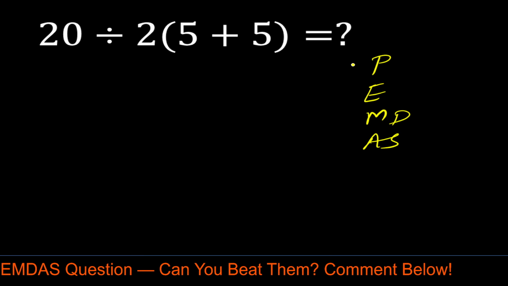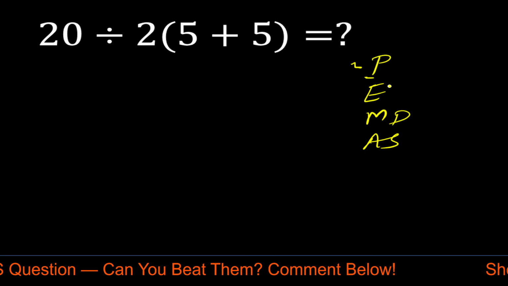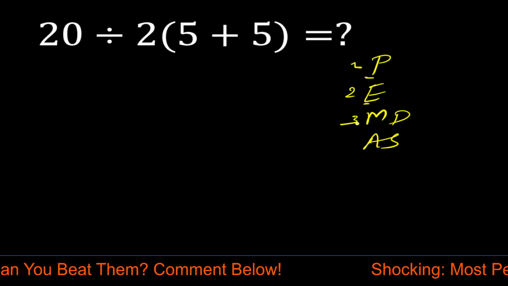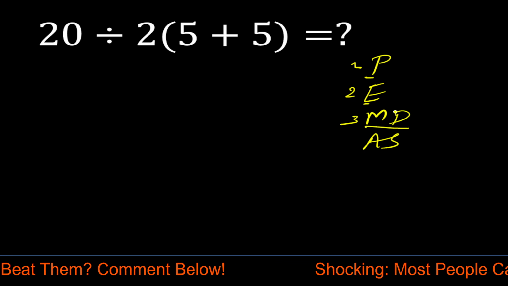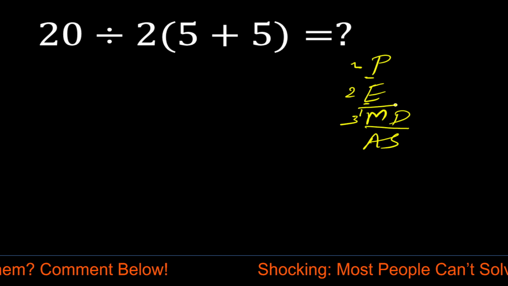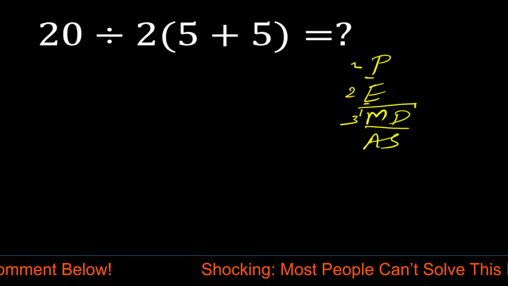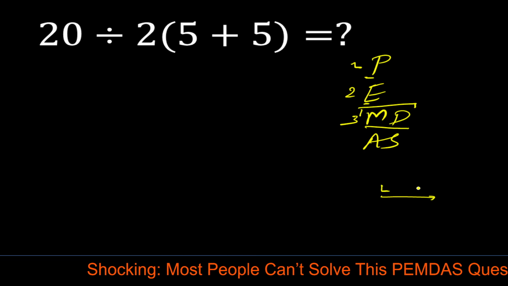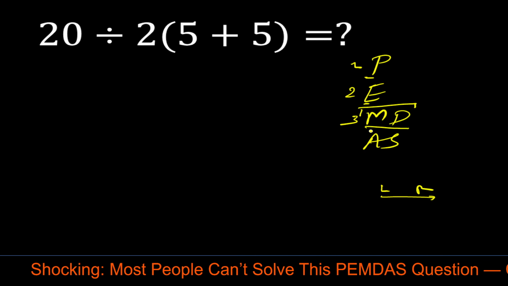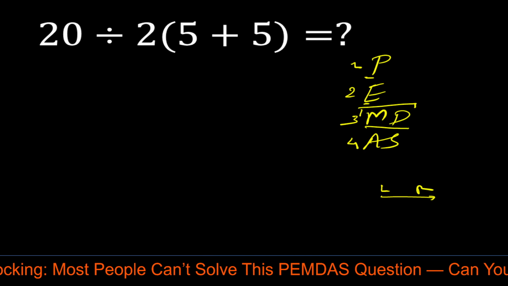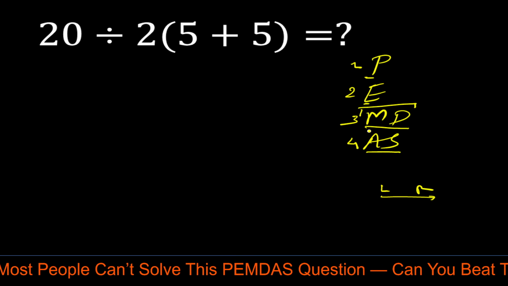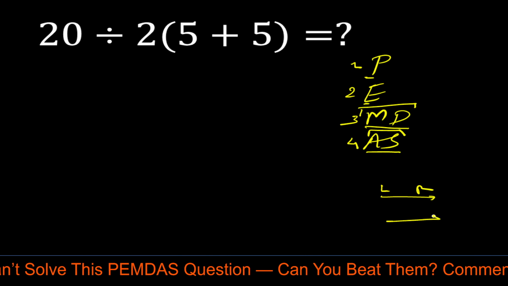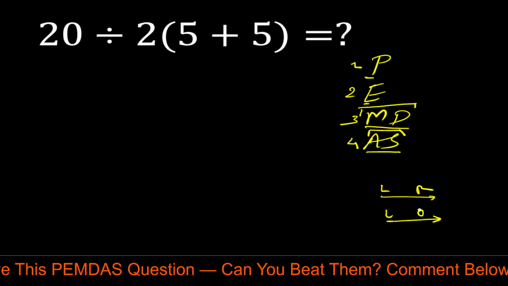According to PEMDAS rule, first priority is parentheses, then second priority is exponents, then third priority is multiplication and division. Here multiplication and division both have equal priority, so we have to solve it from left to right. Okay. Then fourth and last priority is addition and subtraction. Also both have equal priority, so we have to solve it from left to right.